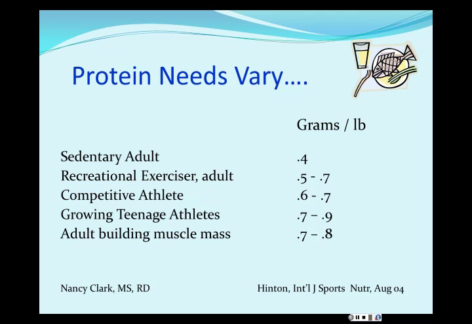And then if it's an adult and they're trying to build muscle mass, lifting weights and strength training and different things, 0.7 to 0.8 grams per pound.